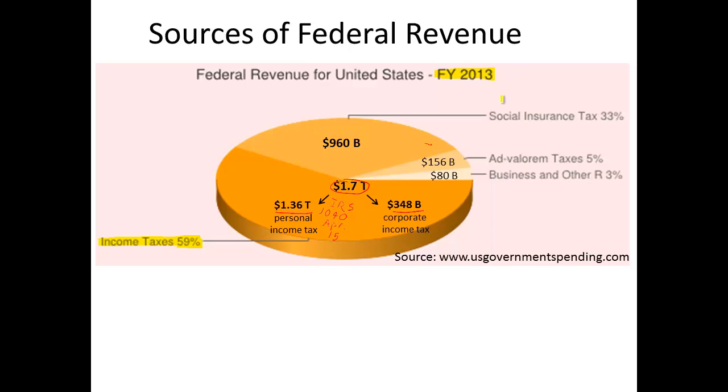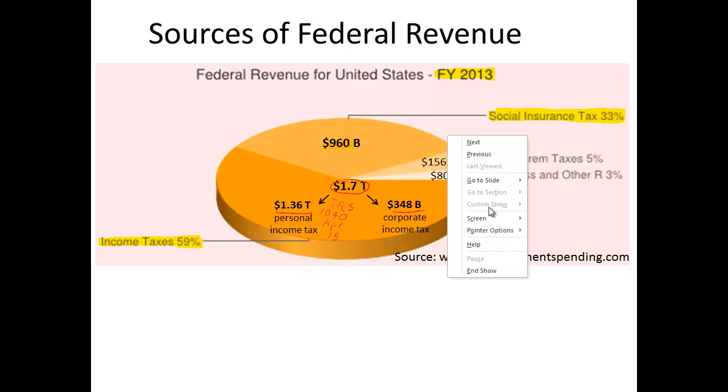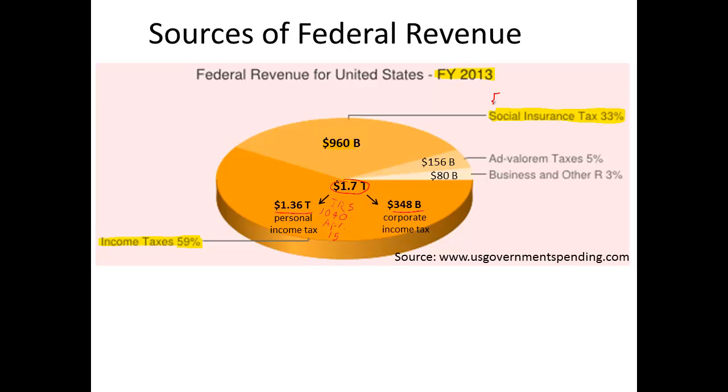Moving on, we have what's called the social insurance tax. This is 33%, a pretty significant chunk of federal revenue at $960 billion. If you've ever had a job and gotten a paycheck, you'll see this deducted from your paycheck, and the line item will say FICA, F-I-C-A, which stands for Federal Insurance Contributions Act. This was legislation that allowed the government to take the money right out of your paycheck for Social Security and Medicare, the government's old age pension program, Social Security, and Medicare, the government's old age health insurance program.